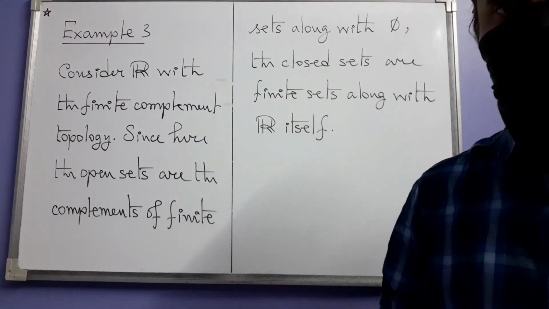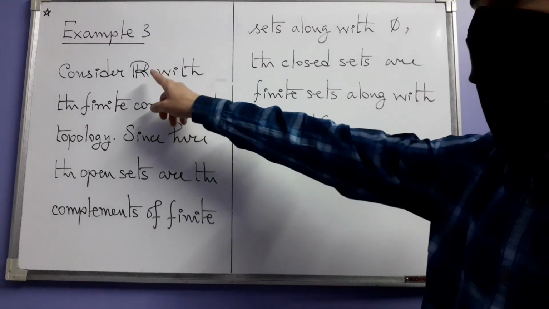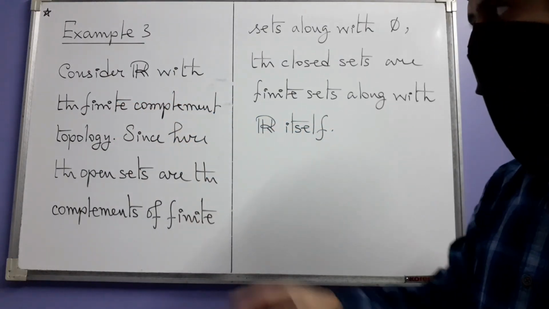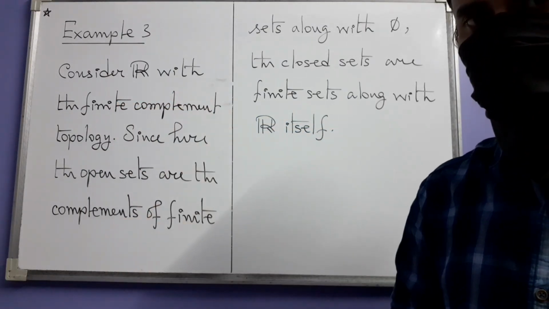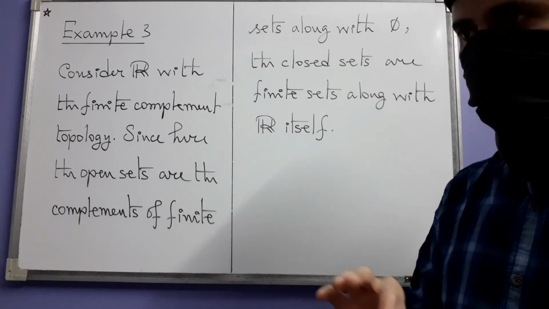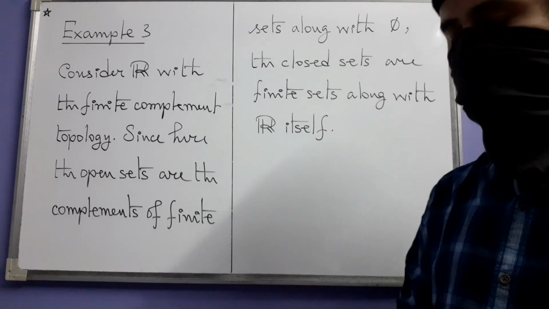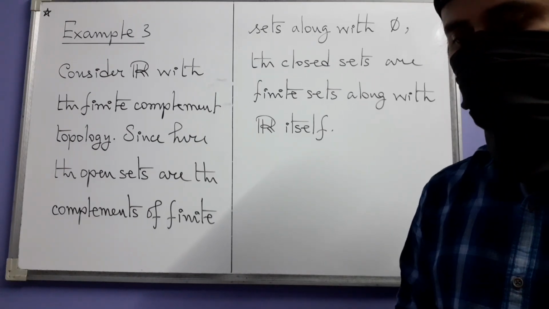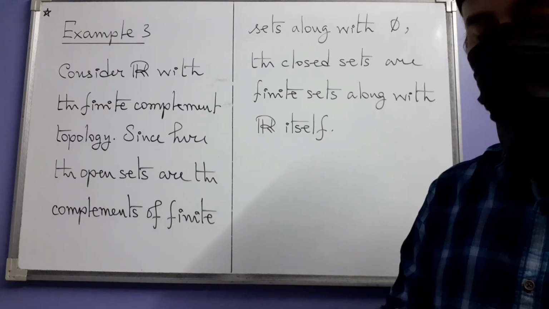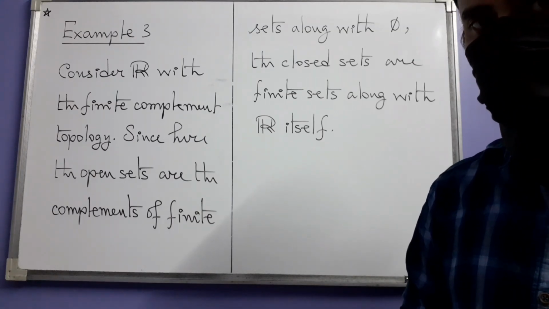Next we have example 3. Here we consider the set R of real numbers but with the finite complement topology. Let's recall the definition of this topology also. It is that topology where a subset of real numbers is considered to be open if either its complement is finite or the subset itself is the empty set.